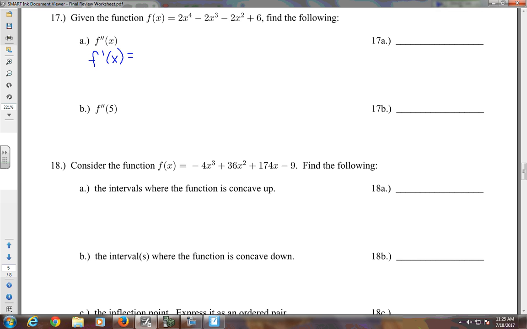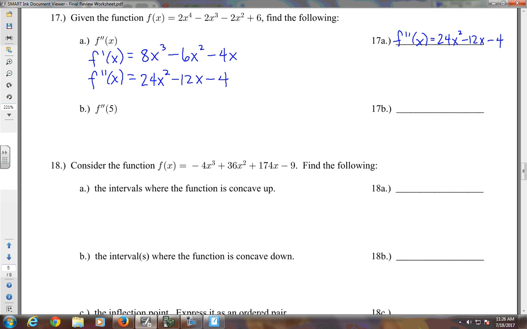The derivative of 2x to the fourth is 8x cubed. The next term is negative 6x squared. And finally, negative 4x. Once we have our first derivative, we can get our second derivative. So we just, again, differentiate term by term. The derivative of 8x cubed is 24x squared. Next term has derivative 12x, and finally, minus 4. So the second derivative of this function is 24x squared minus 12x minus 4.